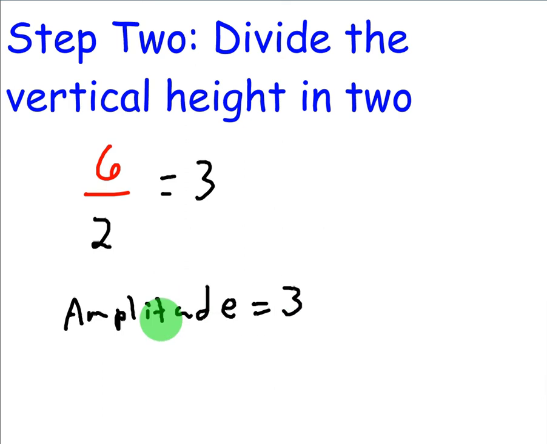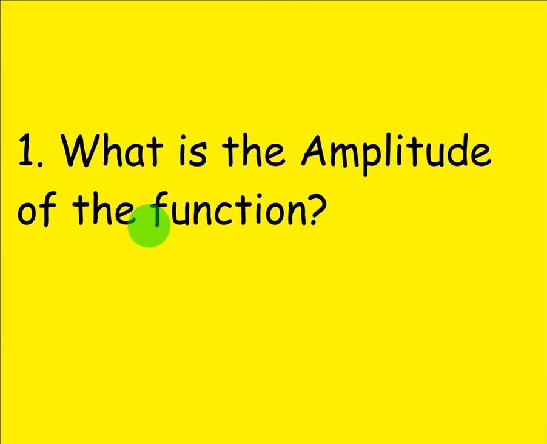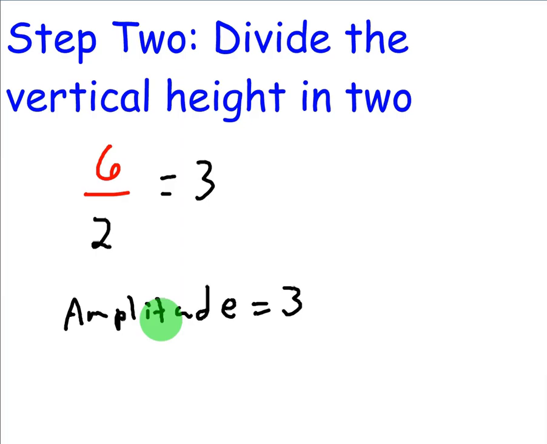It's that simple. So if you were to go from the middle of this graph, which I guess is at -1, right? Yep. To the top, it'd be 3 units, or to the bottom would also be 3. So this one's very simple. Final answer is the amplitude is going to be 3 for this graph.